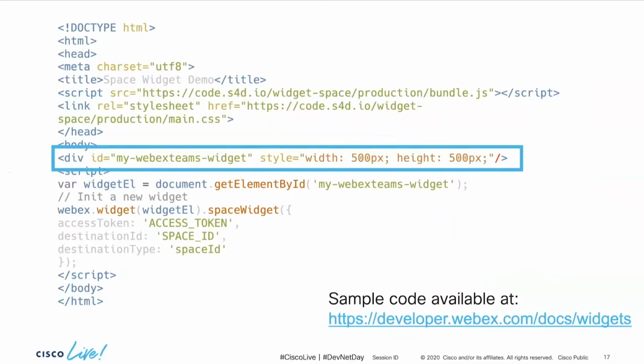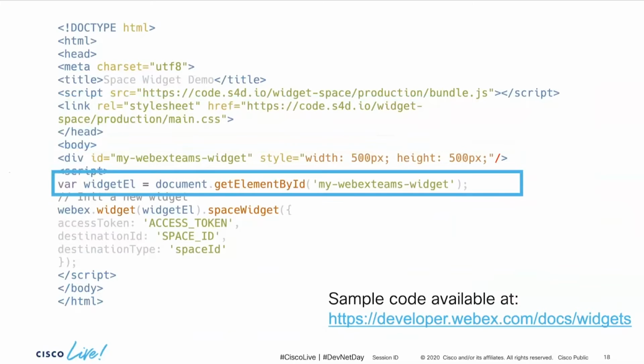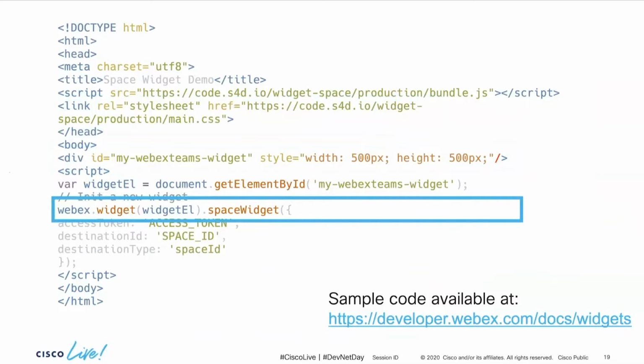This div is where our widget will be initialized into. Here, we are storing a JavaScript reference to that div that we just created above. This is where we actually create the widget. We are telling Webex to create the widget inside the widget element that we stored in the line just above.